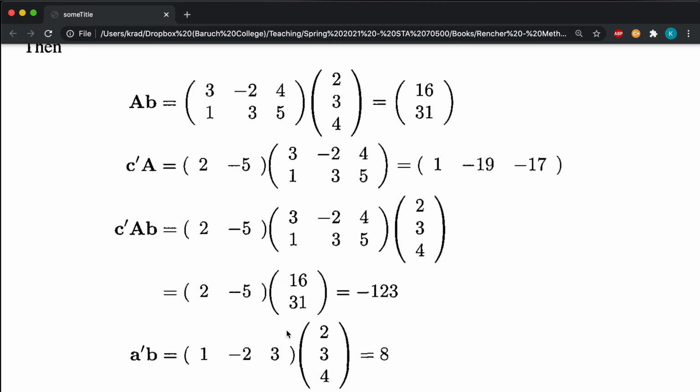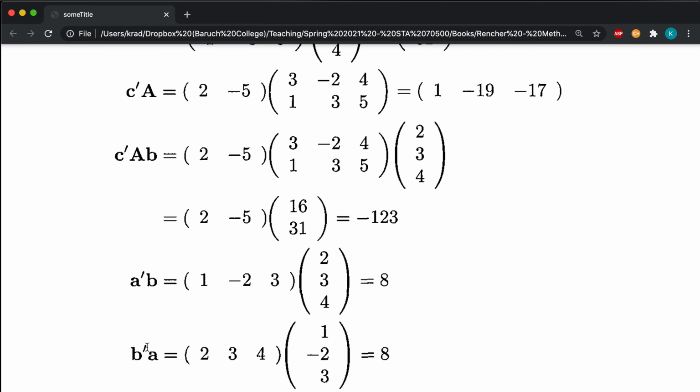So 1 times 2 gives you 2, negative 2 times 3 is negative 6, negative 6 and 2 gives you negative 4, and then you have 3 times 4, 12, 12 minus 4 gives you 8. So you get a scalar.